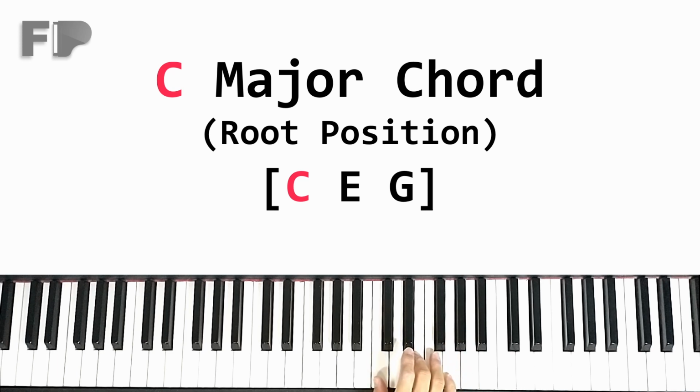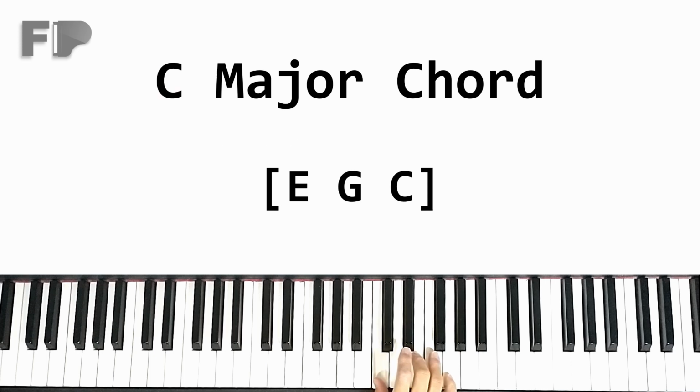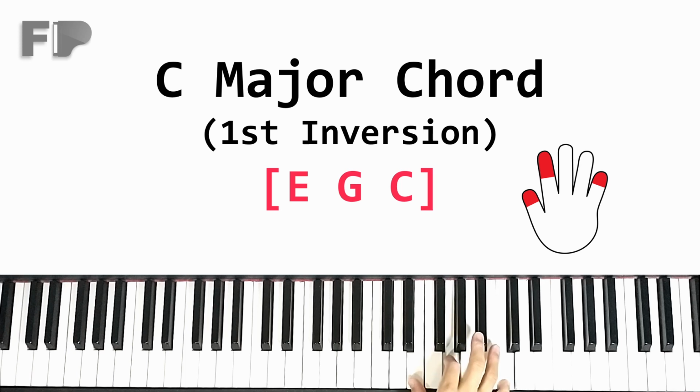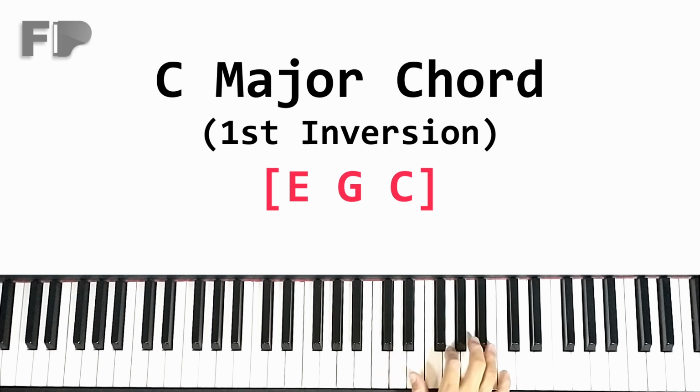Now if we move our root note C up an octave and play E with our thumb, G with our index finger, and C with our pinky finger, we have what we call the first inversion of the C major chord. We are still playing the same 3 notes, but in a different order, and it sounds different.